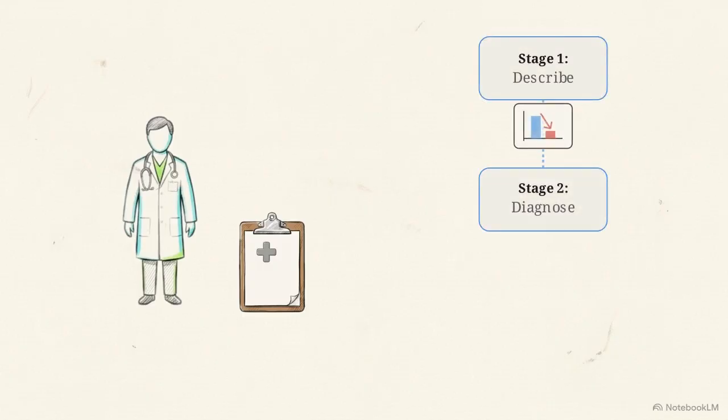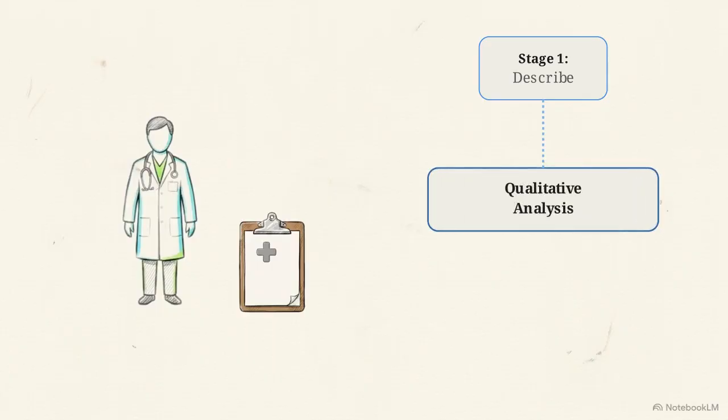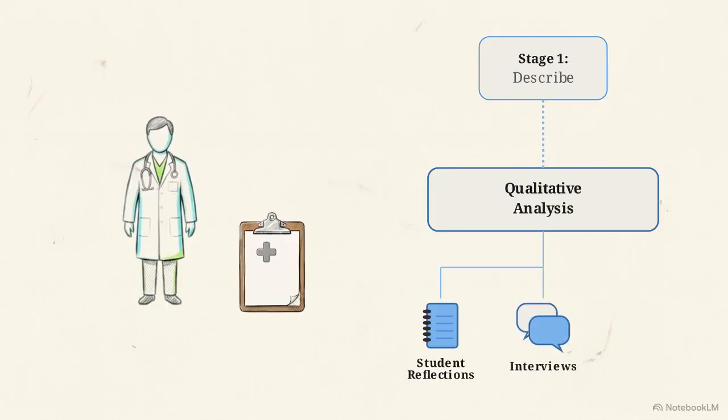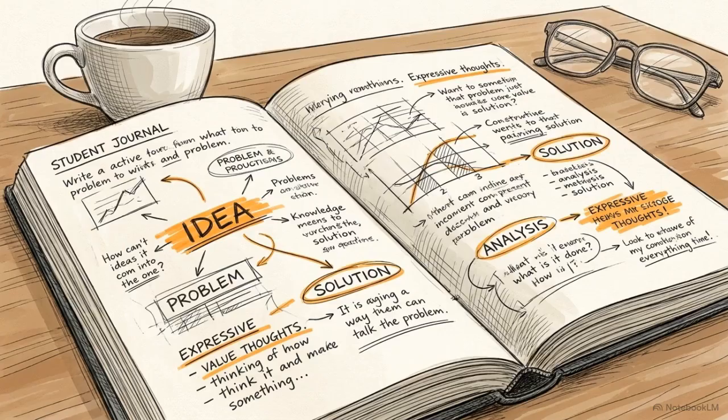If Stage 1 established the facts, like our drop in test scores between Chapter 1 and Chapter 2, Stage 2 exists to determine why that discrepancy happened. To find that cause, we shift our technique to qualitative analysis. We examine student reflections, open-ended interviews, and instructor observations. This non-numerical data provides the subjective context missing from the raw test scores. It reveals the human experience and the specific friction points behind the numbers.